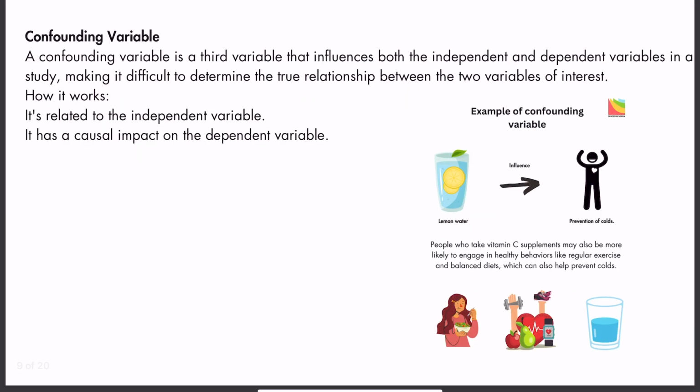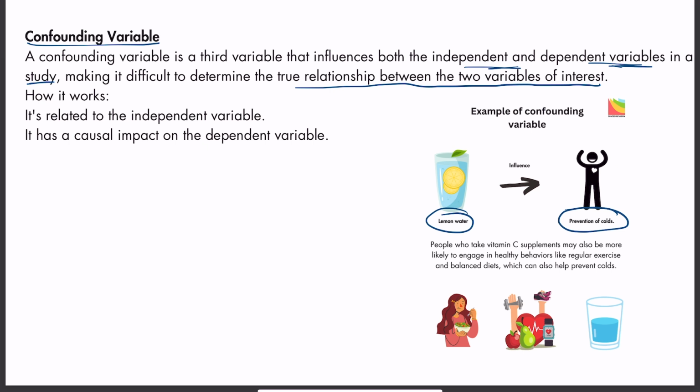Next, we have confounding variables. A confounding variable is a type of variable that influences both the independent and dependent variable in a study, making it difficult to determine the true relationship between two variables of interest. For example, let's say you want to do an experiment where you want to see whether vitamin C supplements, like lemon water, have an effect on prevention of cold.